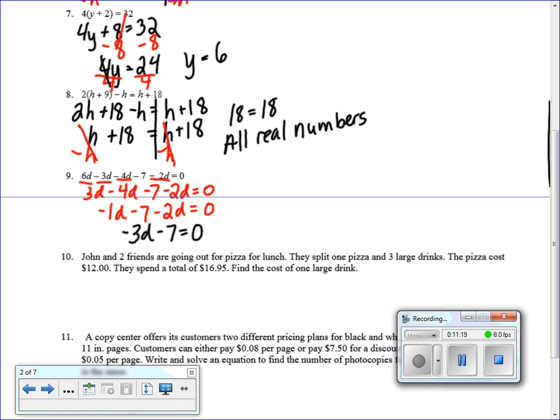Okay, now we don't have variables on both sides. We're going to move that constant of 7 over. We have minus 7, to undo subtraction we add 7 to both sides. So we're going to have negative 3d equals 7. Divide both sides by negative 3, and you get d equals 7 over negative 3.